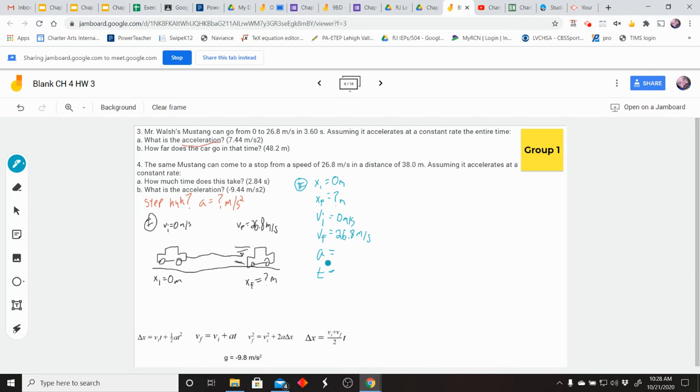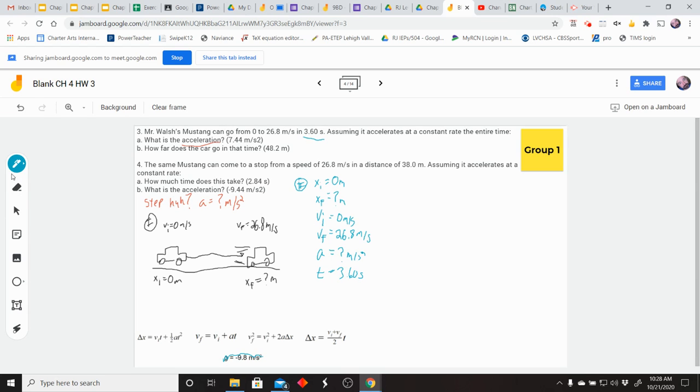What is the acceleration? Okay, this is tricky. We're on Earth. However, this car is not in free fall. This is not a Mustang falling off a cliff. So that means A is not g equals minus 9.8 meters per second squared. How fast this car accelerates is actually what we're looking for, so question mark, meters per second squared. And t, how much time does it take for the car to get from here to here? We do know that number. That number is 3.60 seconds.